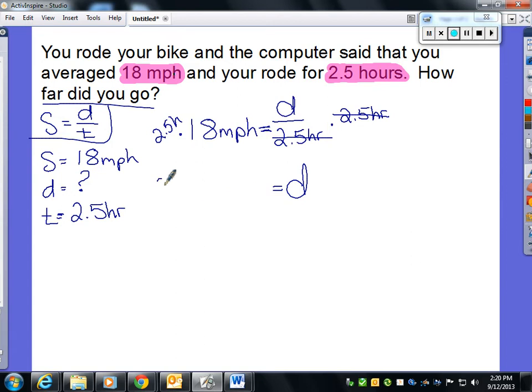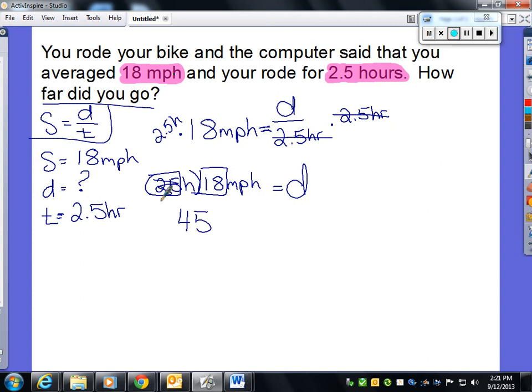So now I'm left with 2.5 hours times, you can put the little times symbol in there if you want. I personally like using the parentheses because it separates it better for me. 18 miles per hour. So right now, this is my solution. I can go farther down from here though. So what I do is I say, okay, what can I do? I now multiply. So I'm going to multiply my numbers. 2.5 times 18 is 45.